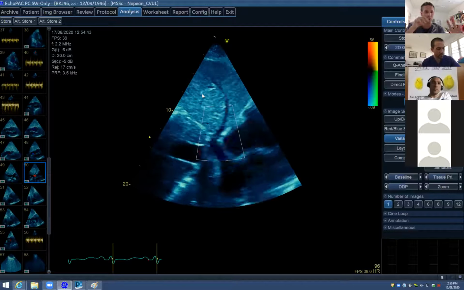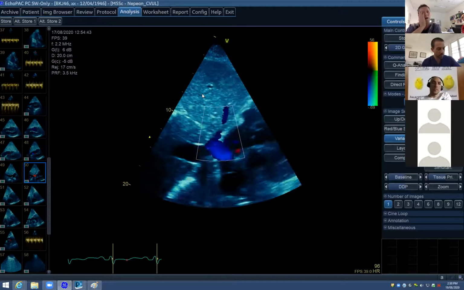So let's bring it back to what you were saying before about cor pulmonale. Tell me how you diagnose cor pulmonale.